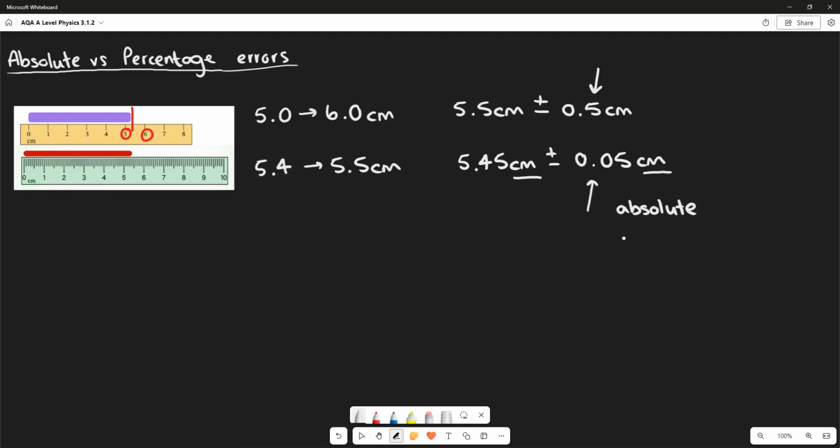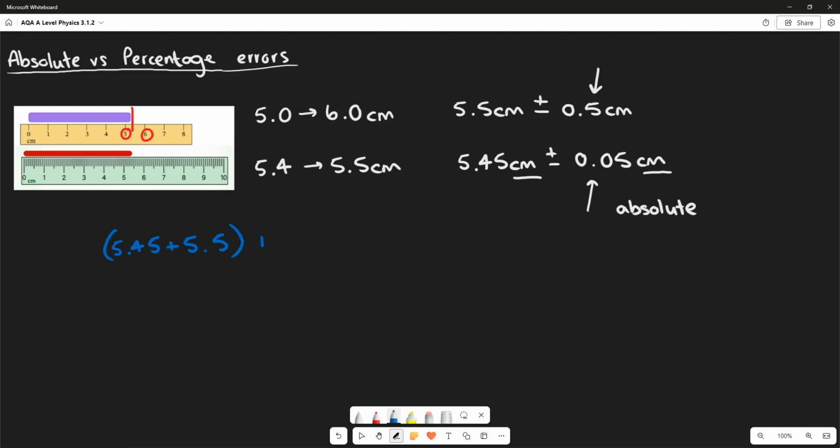If we were adding or taking away measurements, let's say that we needed to add the length of these two items together, then what we would say is, let's do that in blue, we'd say we add these two values together because we want to combine the lengths. So we would say 5.45 plus 5.5. So those are our lengths.